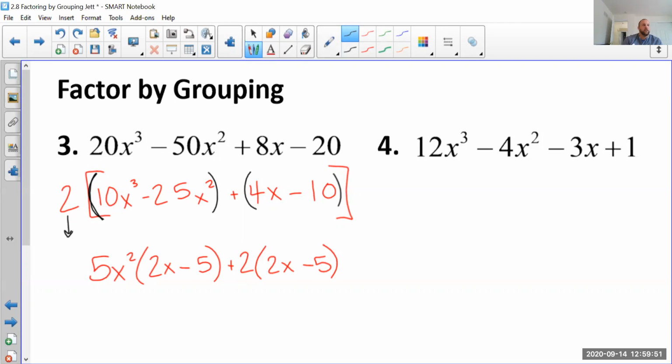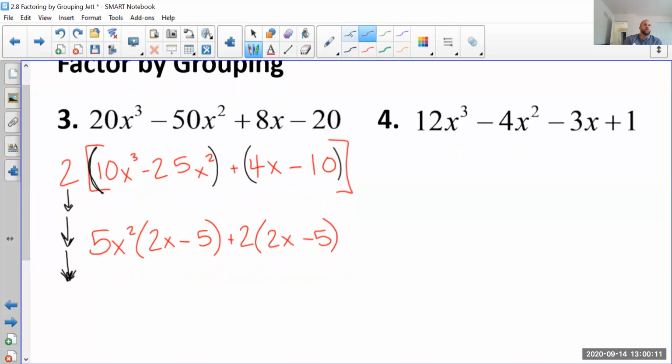So if you want to bring that down, put these brackets around here and then put the 2 out front. Or if you just work this problem out and remember you have to keep bringing this 2 down with it, that's okay too. Just make sure you bring the 2 down.